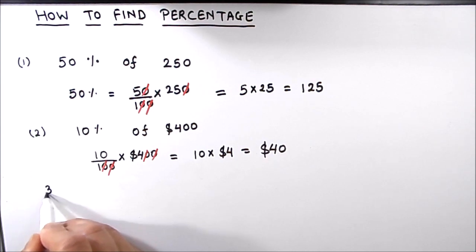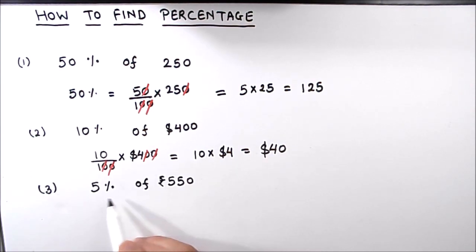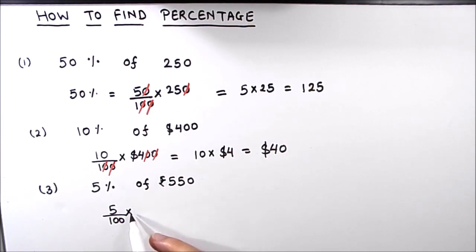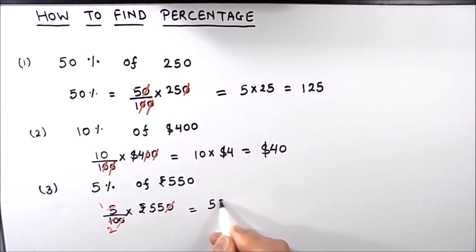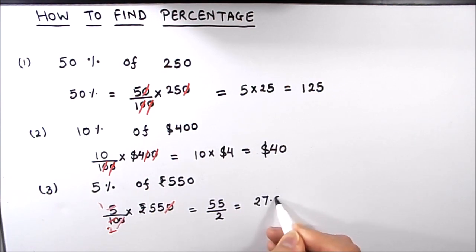Let's move on to our third example and find out 5% of 550 rupees. So 5% means 5 divided by 100. Of means times, and rupees 550 will be rupees 550. Now this simplifies: this 0 gets cancelled with the 0 in the numerator. 5 times 55, and this will be 5 times 2. So we are left with 55 by 2, which is equal to 27.5.